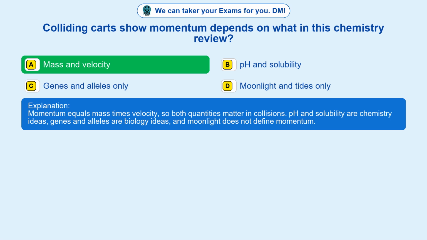Momentum equals mass times velocity, so both quantities matter in collisions. pH and solubility are chemistry ideas, genes and alleles are biology ideas, and moonlight does not define momentum.